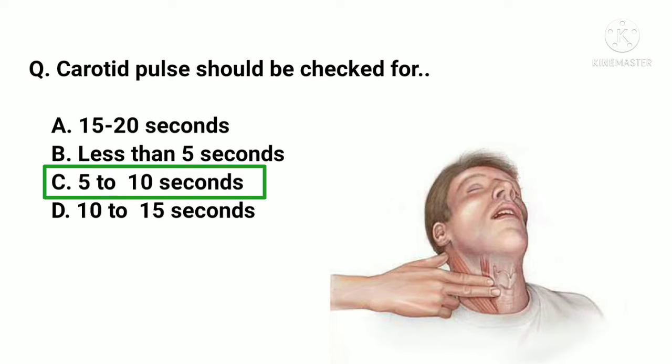Check carotid pulse for a minimum of 5 seconds but no more than 10 seconds. It is to determine if there is pulse present or not. It is important to minimize delay in starting CPR. So take no more than 10 seconds to assess the carotid pulse.